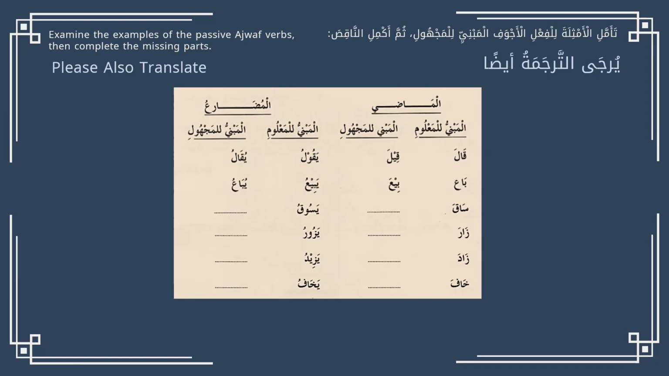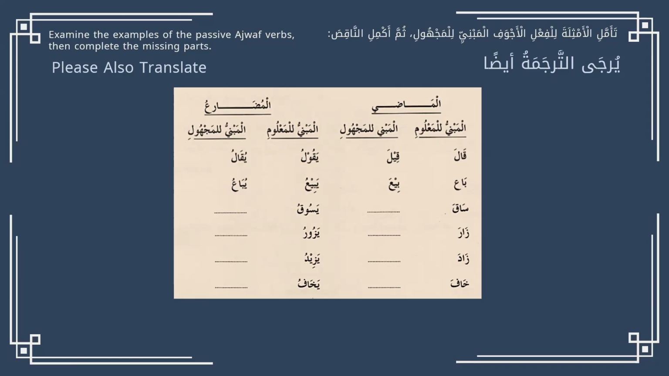Yasuku, Yazuru, Yazidu, Yakhafu. You saw the examples, by the way, right? What are you doing? You're simply adding a kasra in the middle. That's all you did, Brother Abdullah Saeed. That's for ghairu salim. This is for passive ajwaf verbs. Okay, Brother Ahmad Keen. Yasuku, Yusaq. Very good. Yazur, Yuzar. Translate also. Yasuku, he drives, I guess. And then Yusaq, he is driven. It is in the present tense. Did I say past? Sorry.